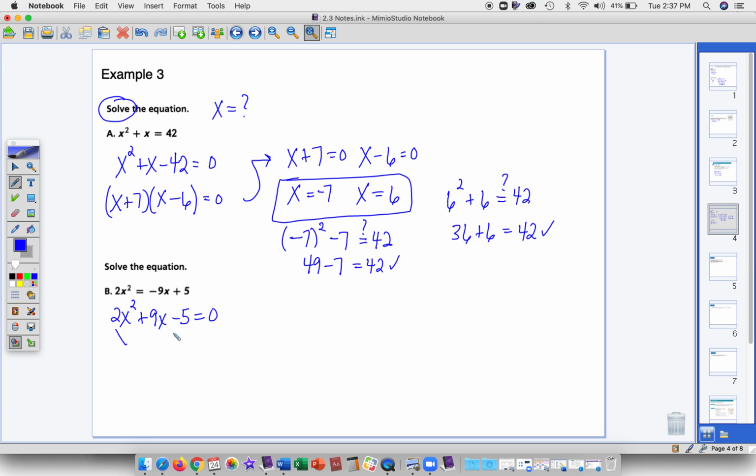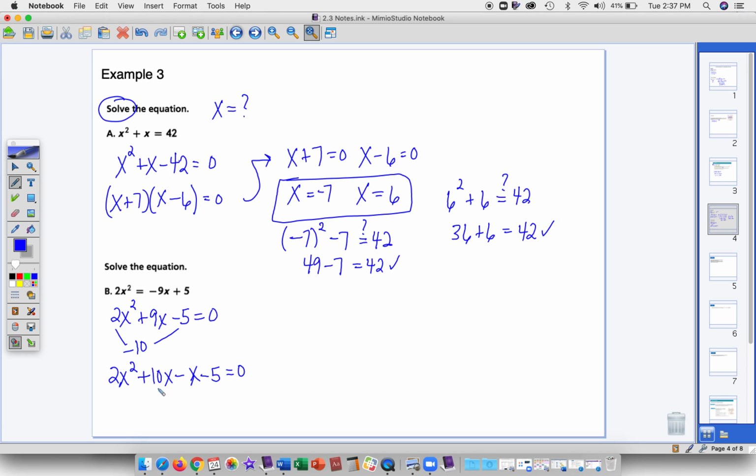Now I'm going to use our other technique where I multiply the 2 and negative 5. That gives me negative 10. And then I'm going to rewrite the middle term. For negative 10, I'm going to use 10 and 1. So I want a plus 10x and a minus 1x. But again, I just write minus x and then minus 5.